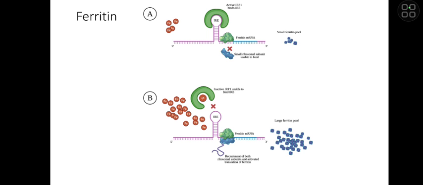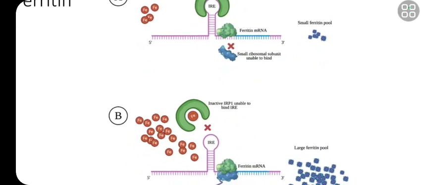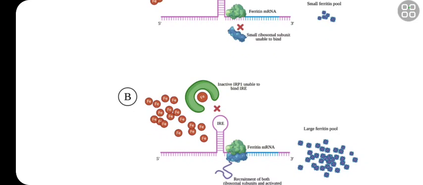Another important example which comes under translational control is the production of ferritin. Ferritin is a protein which is synthesized when the body has an excess amount of iron in it. So when we take in an excess amount of iron, ferritin binds to the iron so that it neutralizes the toxic effect of the excess iron.